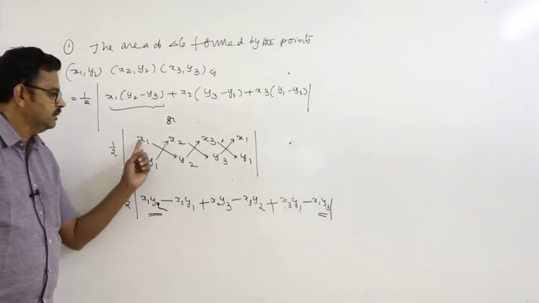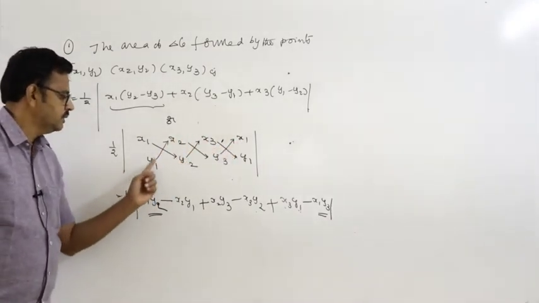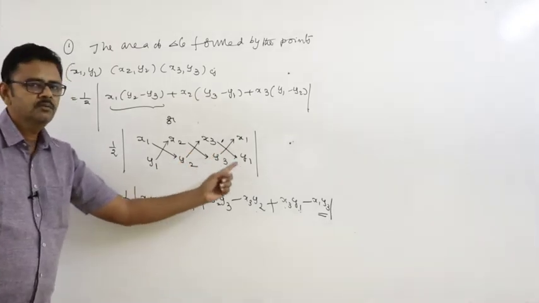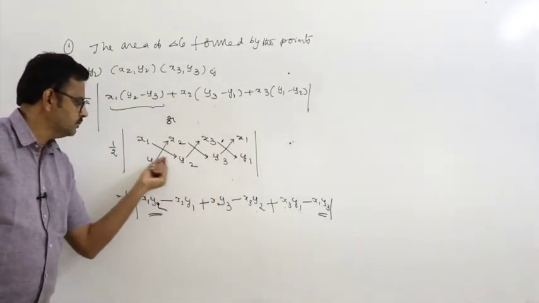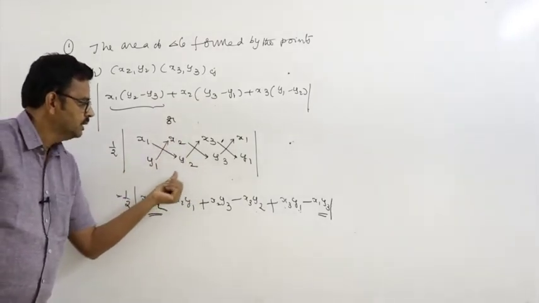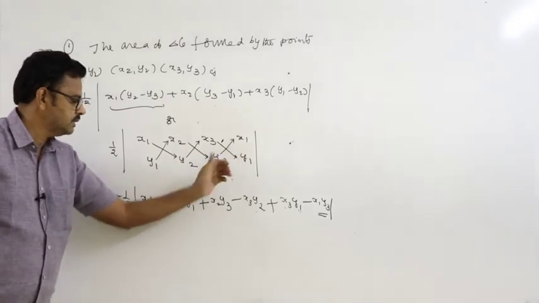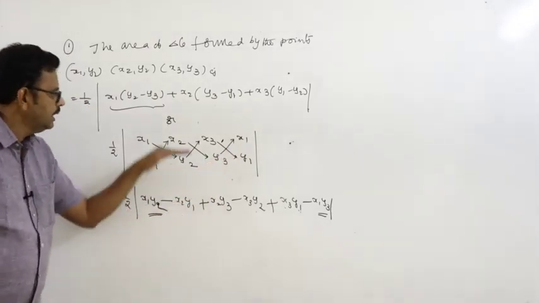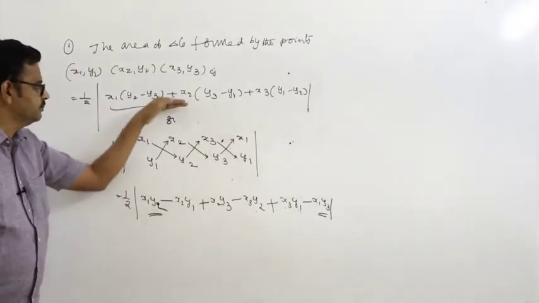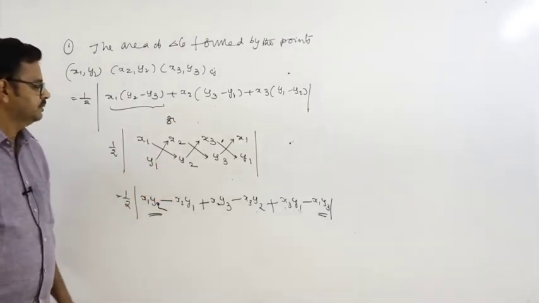So, x1, x2, x3, x1, y1, y2, y3, y1. Product of these two minus product of these two plus product of these two minus product of these two plus product of these two minus product of these two. It is easy to remember.